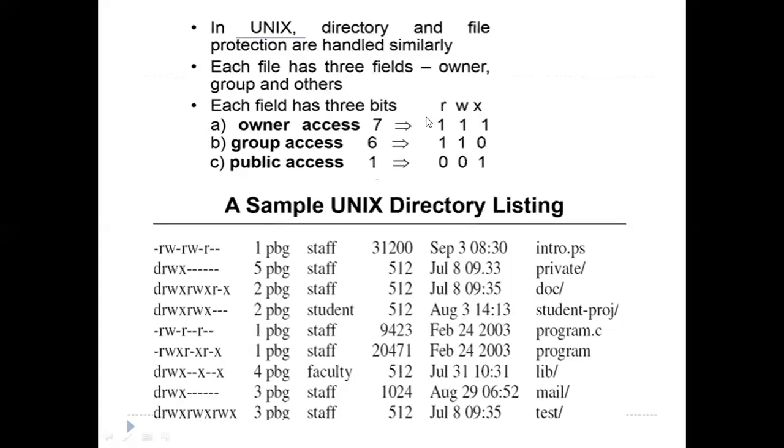111 means what? I have read, write, execute actions for the owner. Let's say for group, I've given it a 6. It means what? I have given read and write access for group. If I've given 1 for public, it means I have given execute for public.